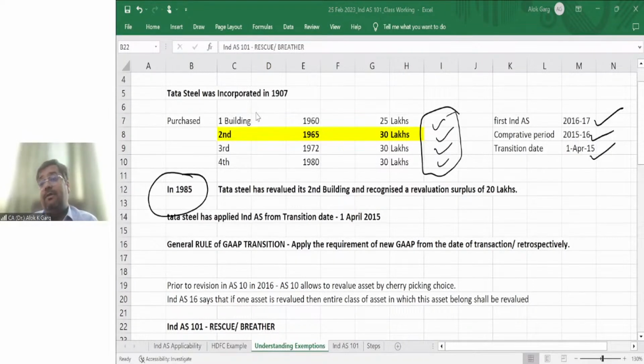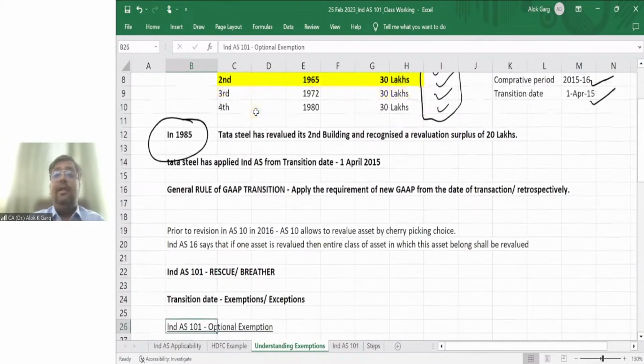Do you think it is possible? But the rule is rule. And this rule is there in IFRS also. It says that you have to apply the provision of Ind AS 16 from the beginning. This is how your Ind AS 101 will help out, right? So Ind AS 101 came as a rescue or breather standard, right?